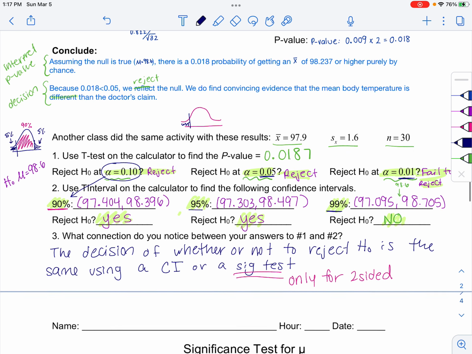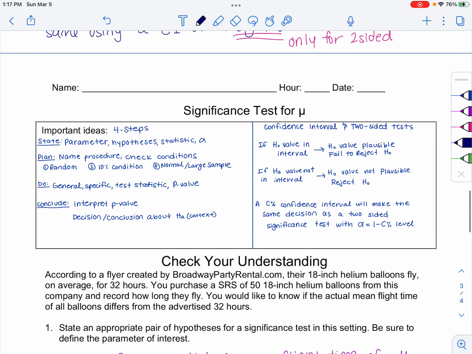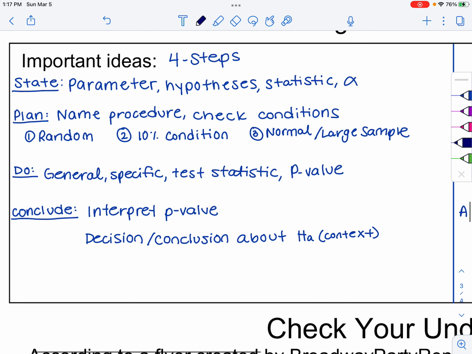All right, moving on to our important ideas for today. We've got first the 4-step process: state, plan, do, conclude. You're going to state the parameter and your hypotheses, the statistic, and the significance level. Then when you plan, you are going to name the procedure and check your 3 conditions. The first one is random. The second one is 10%. The third one is normal or large sample.